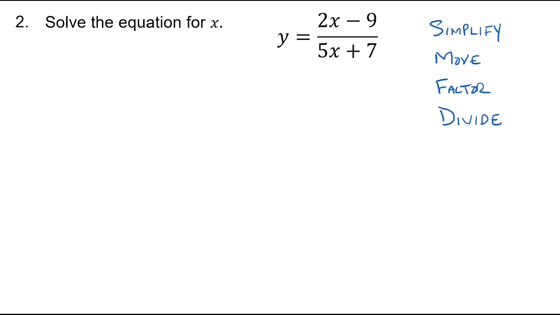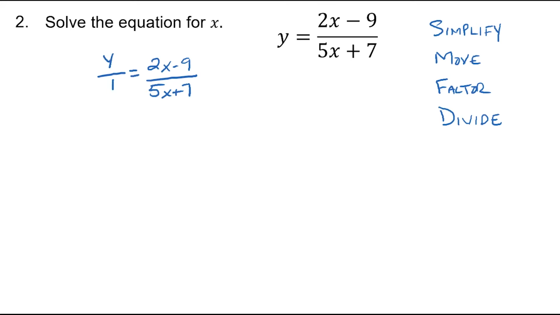So the first thing that I want to do is rewrite this over here to give me a little bit more space. y over 1 equal to (2x minus 9) over (5x plus 7). Because I put a 1 underneath it, it does not change the value of the left side of the equation, but I do that so I can point out that we want everything on one line.